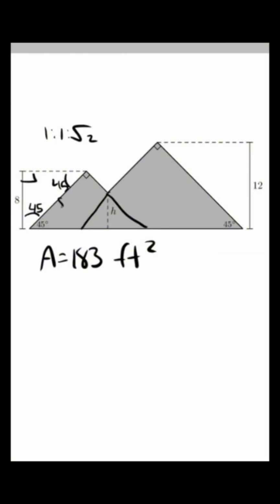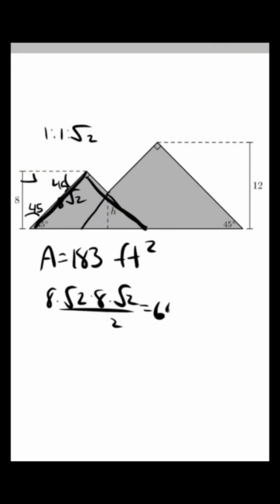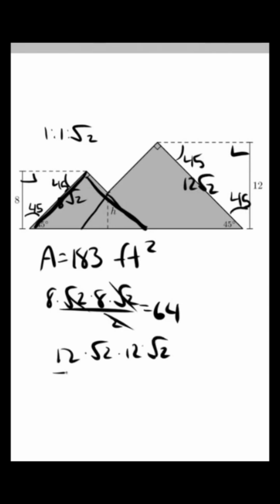From the ratio of a 45, 45, 90 triangle, we know that one of its legs is 8, and so its hypotenuse is 8 times square root 2. That means that the area of the triangle in the figure is 8 times square root 2 squared divided by 2, which is 64. Doing the same for the right side of the figure, we can see that the triangle outside of the figure is a 45, 45, 90 triangle, meaning that its hypotenuse is 12 times square root 2. Same as last time, the area of the 45, 45, 90 triangle with legs of 12 square root 2 is 12 square root 2 squared divided by 2, which is 144.